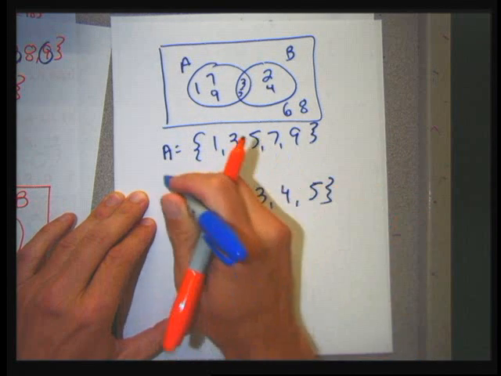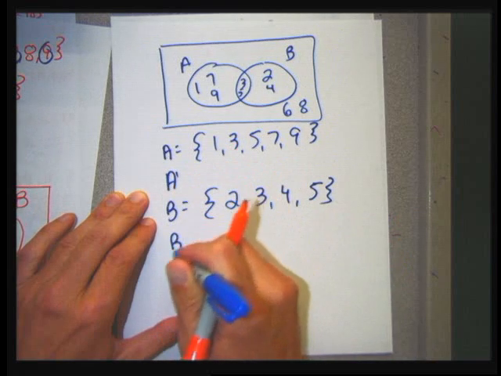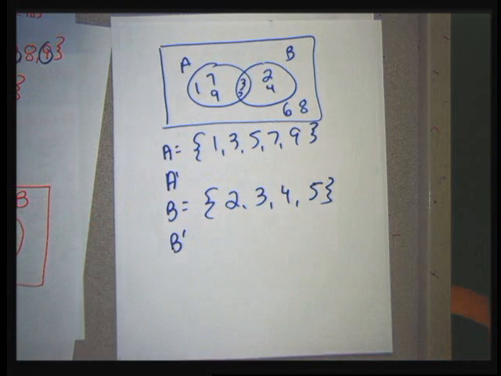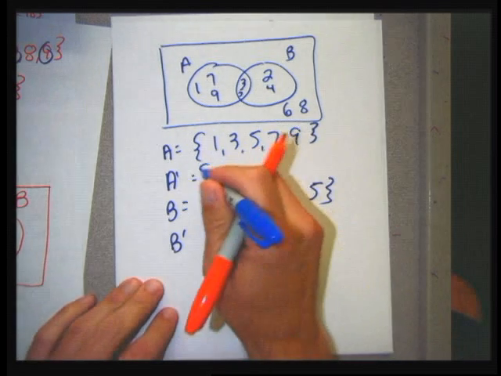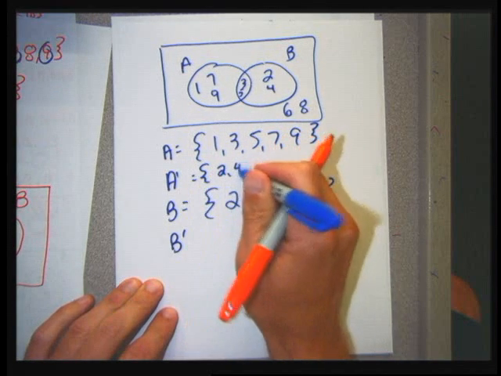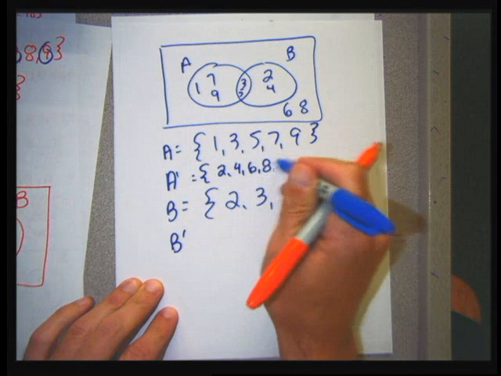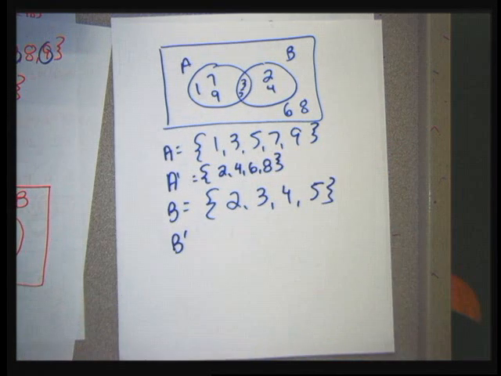To do primes, it's the rest of the universe. The universe has the numbers 1 through 9. A has the odds. A prime has to have the evens. Any number that's between 1 and 9 that's not in A is in A prime. That's 2, 4, 6, and 8.